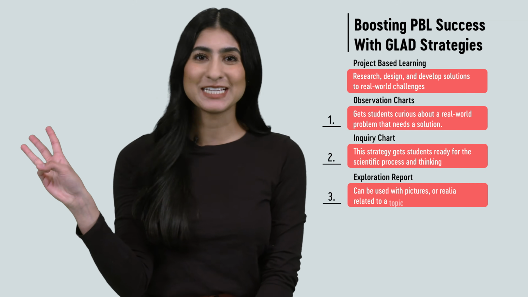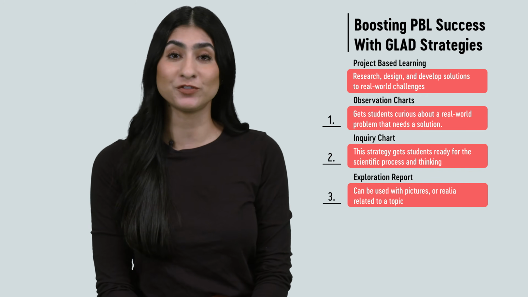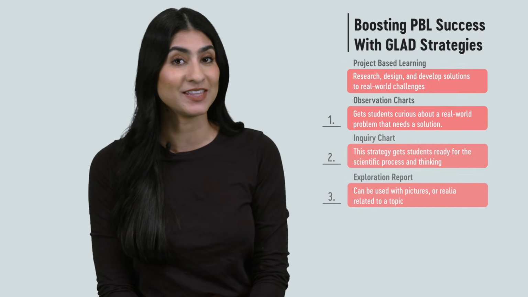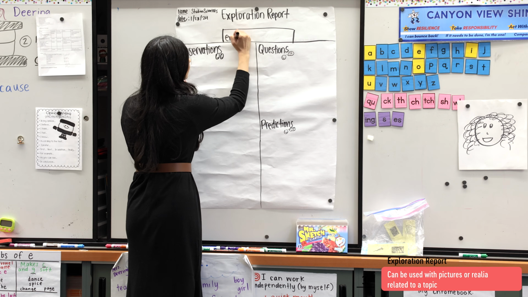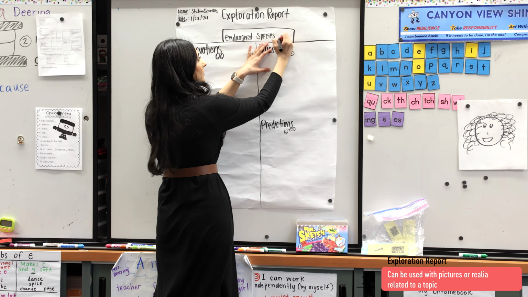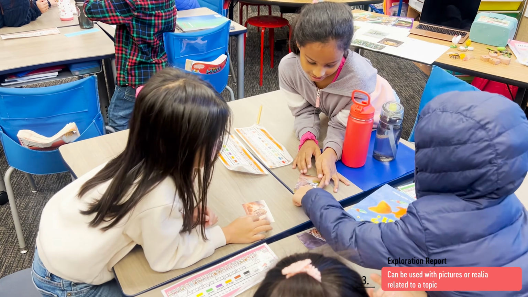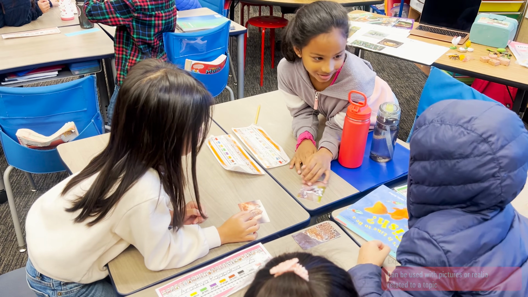The third strategy is the exploration report. The exploration report can be used with picture file cards or realia that you have in the classroom. At the top of your exploration report, be sure to put in your real-world problem you'd like students to focus on. Students will then use the materials to make an observation, question, and prediction as a team. In this next clip, you'll see a demonstration of the exploration report leading into a project-based learning unit.